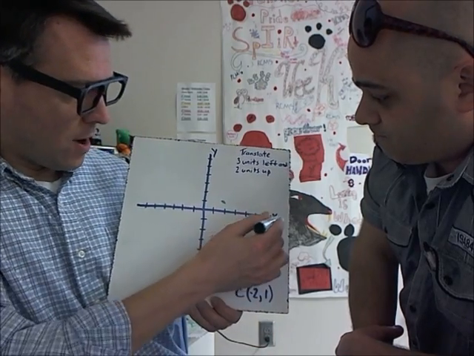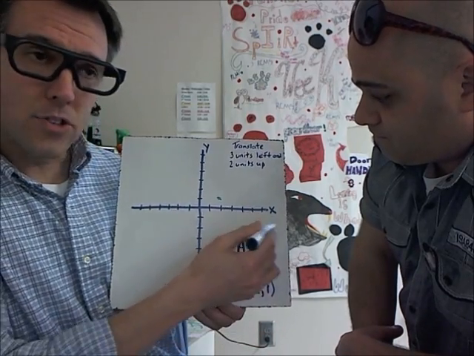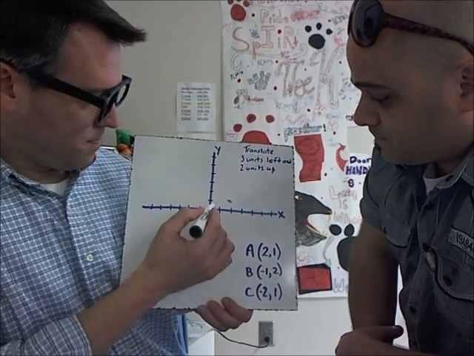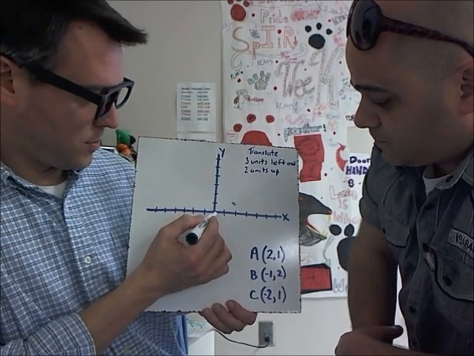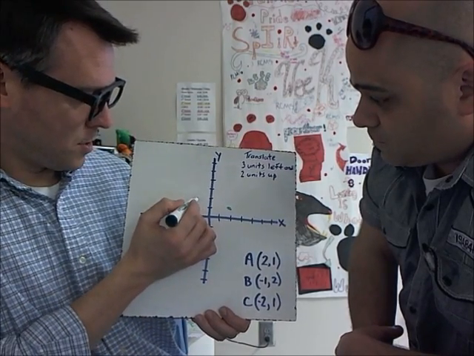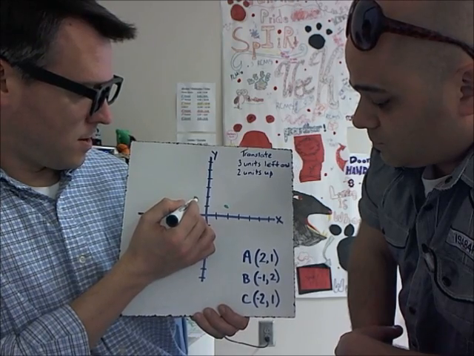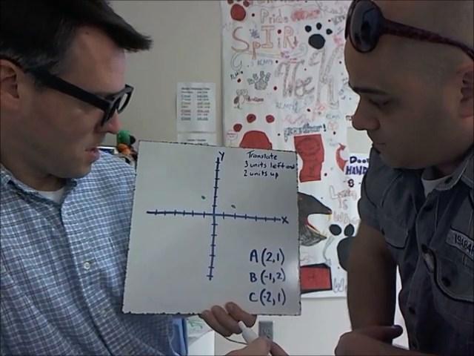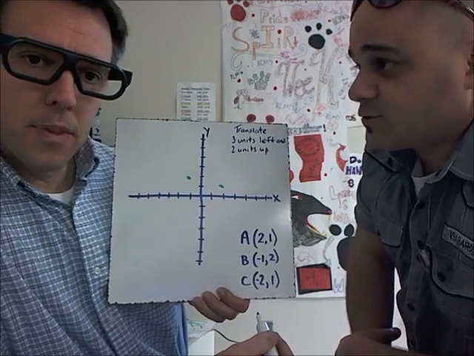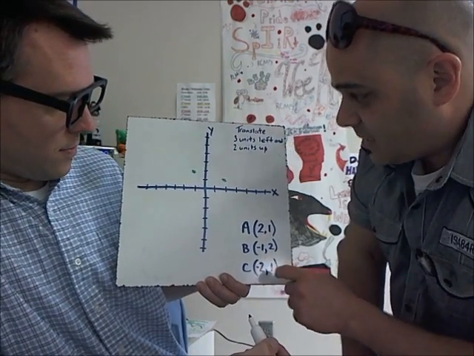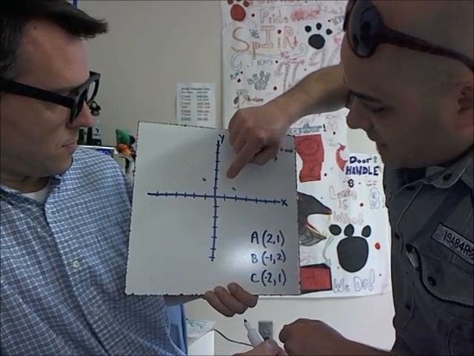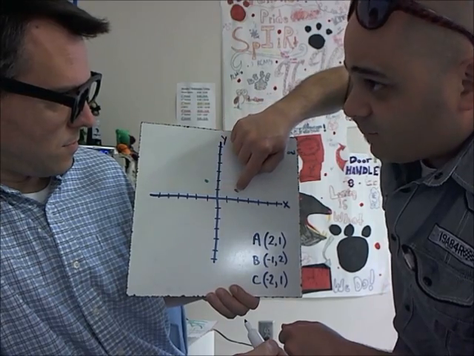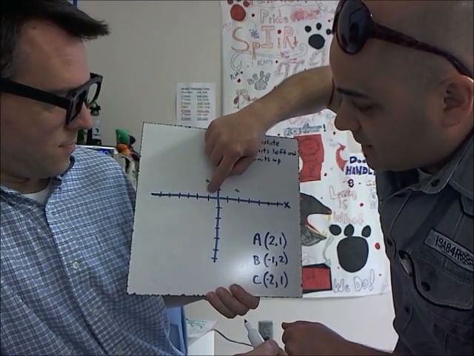X, Y. So on my X axis, negative 1, back 1 from the center, and then up 2. So I go up 2 right here, and there is B right there. Okay, and then C. Can I try this one? Yeah, show me where C is going to be. Negative 2, so I can imagine negative 2 would be, oh, no, not over here. Okay, it would be here, negative 1, negative 2.